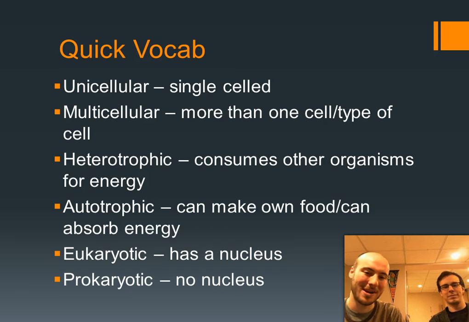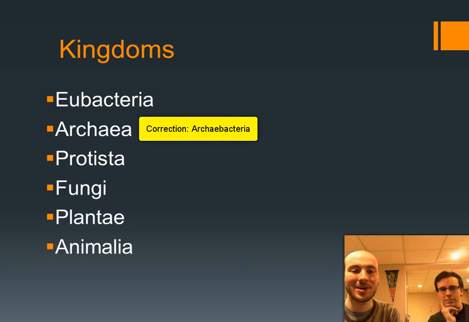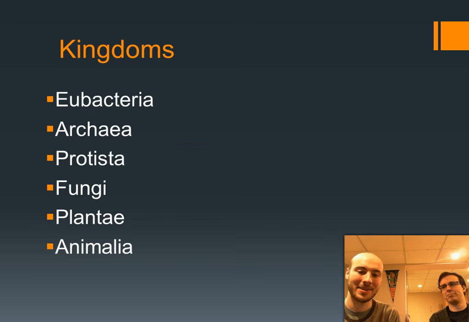If you need to copy down definitions, just pause the PowerPoint. We're going to be using those words quite a bit. But anyway, here are the six kingdoms of life. There's eubacteria, and that should really say archaebacteria, or archaea. Then there's kingdom protista, kingdom fungi, kingdom plantae, and kingdom animalia. Now we're going to look at what actually causes scientists to classify things into each kingdom.